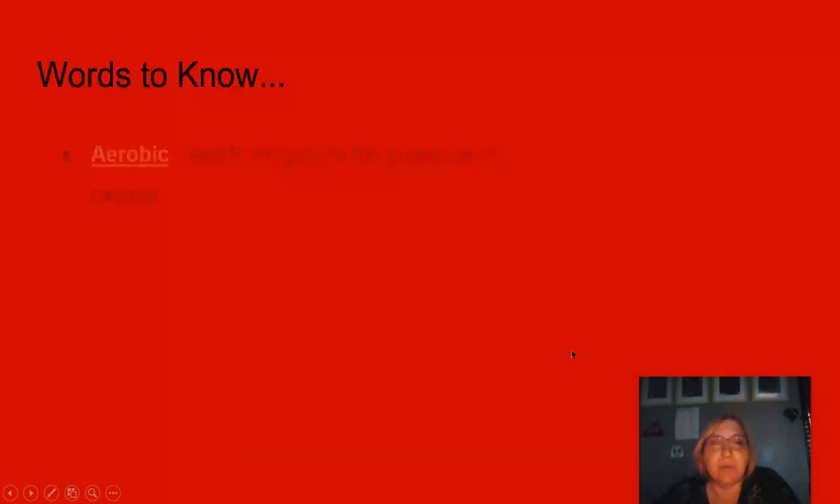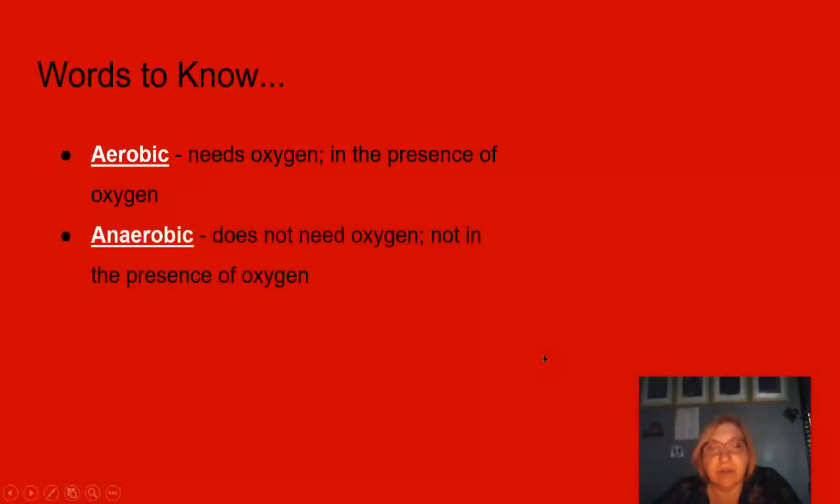So words to know for cellular respiration. There are 2 words that you need to know for how our body creates energy, and also plants too. An aerobic use of energy needs oxygen. So it means in the presence of oxygen. Like if you're running, that's an aerobic activity. You're taking in oxygen as you run. So the energy that you're using needs oxygen to be able to be processed.